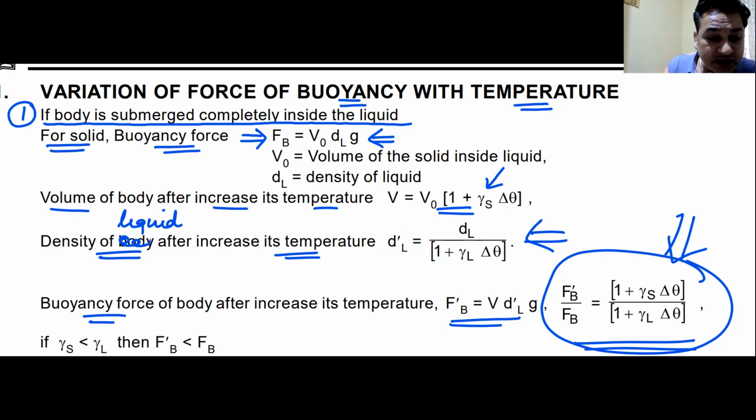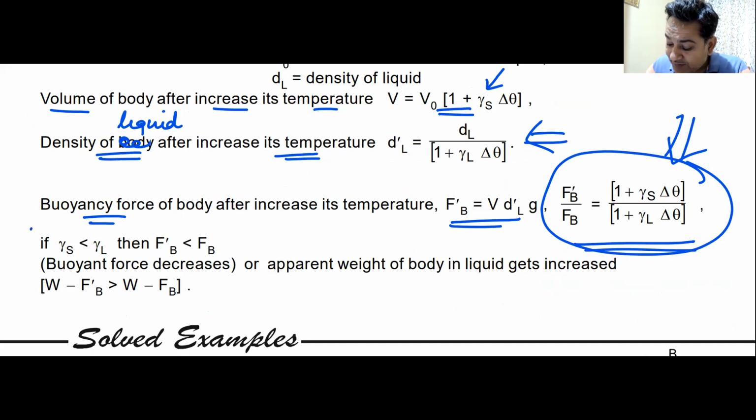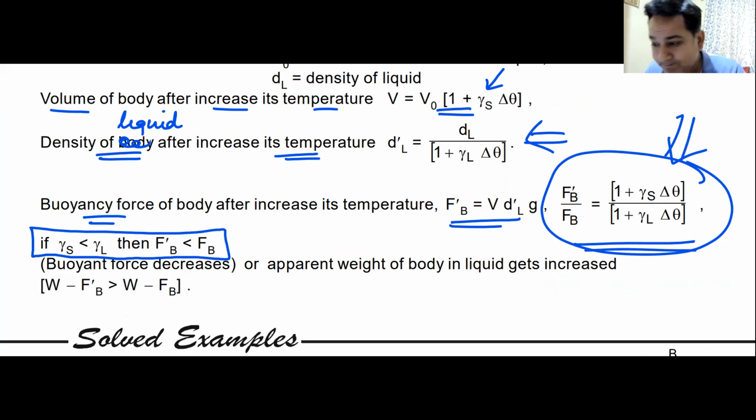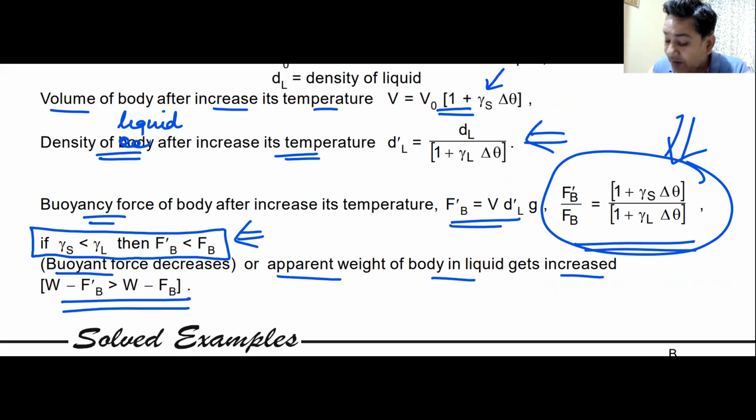Okay. Have you noted this down? Yes, sir. Now, in all the cases, gamma of solid will be less than the gamma of liquid. Yes or no? Yes, sir. So the new buoyant force will be less than the original buoyant force. When the buoyant force decreases, the apparent weight will increase. So you can get a multiple choice question in JEE Advanced: what happens to the apparent weight? The new apparent weight is W minus FB dash. The old apparent weight is W minus FB. Do we understand this? Yes, sir.